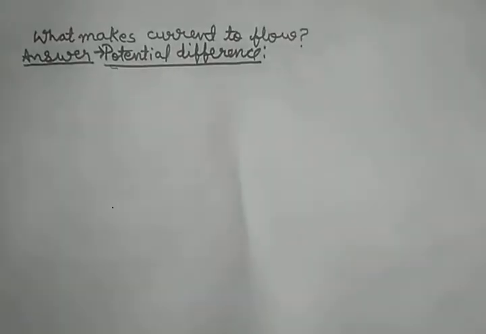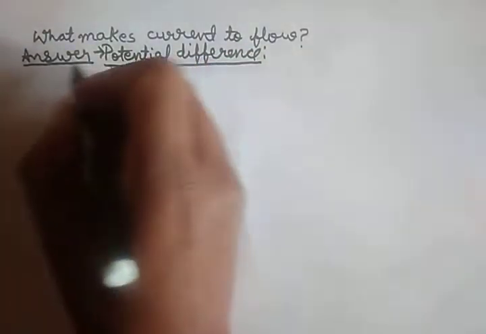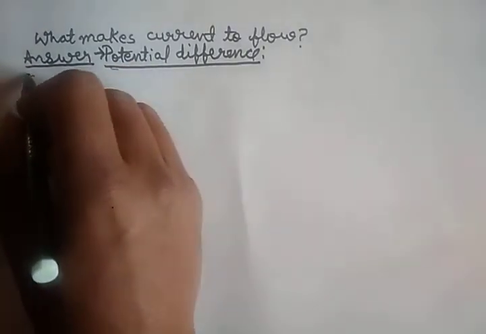Now, the next question is, what makes current flow? The answer is potential difference. Now, what is that potential difference? Many students will think that it is the cell. Yes, it is the cell or battery, but what is that cell or battery delivering? It is delivering a potential difference which makes charges flow, which turns into a current. In order to understand what potential difference is, first we will understand what potential is.